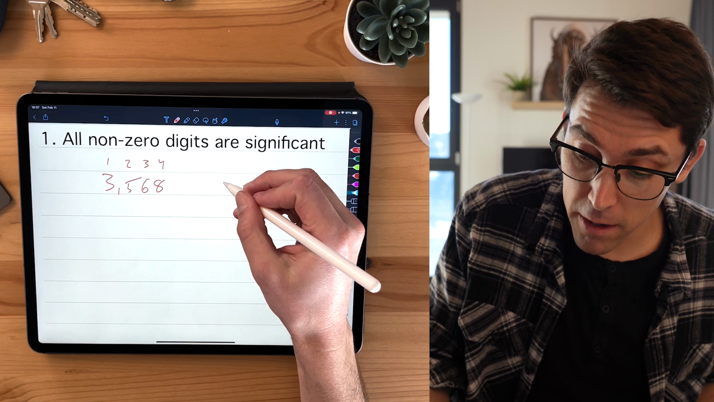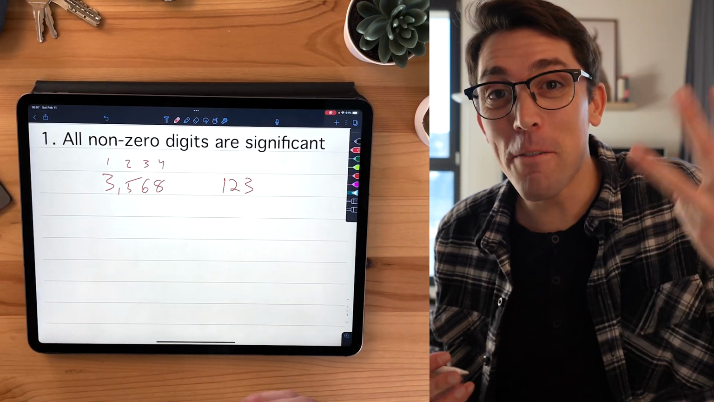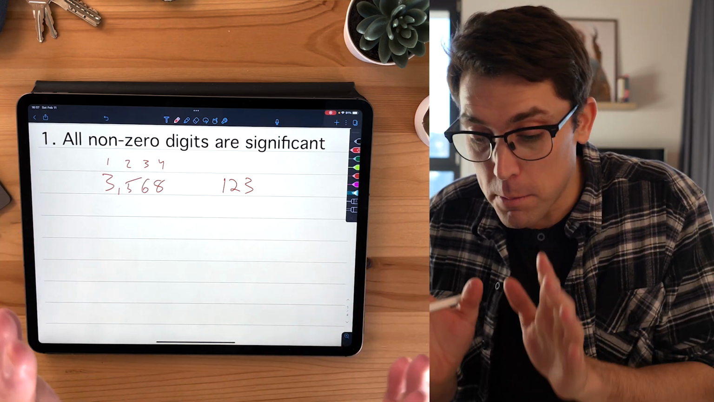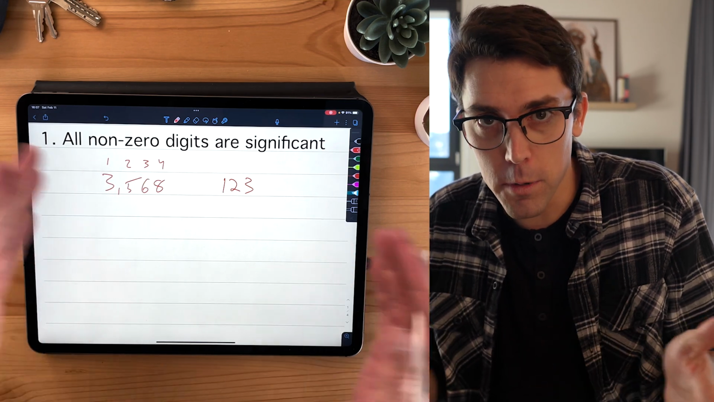Let's say I have 123. Right, I would have 3 significant figures. And I can play this game all day. As long as I have some non-zero digits, I'm going to count those as significant figures, okay?